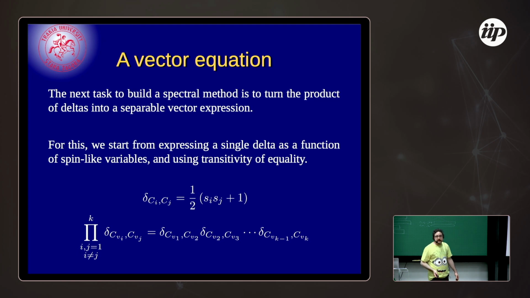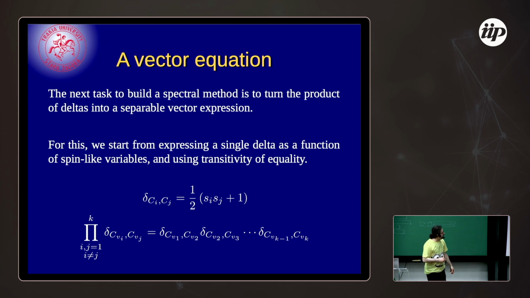Then, the other thing that we need to note is that the product here contains all possible combinations of these deltas. However, we don't need them all. Why don't we need them all? We don't need them all because of transitivity of equality. So, you know, equality is the prototypical equivalence relation. And one of the properties of equivalence relations is transitivity. If A equals B and B equals C, then A equals C.